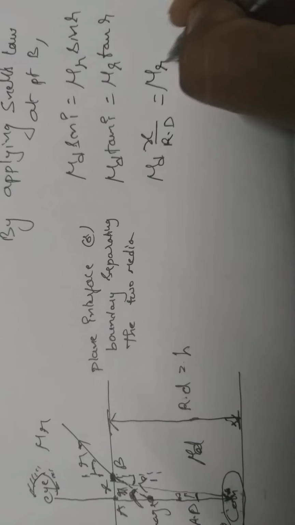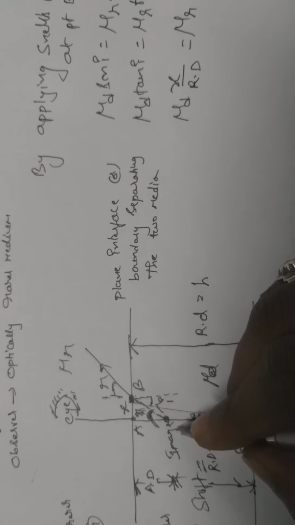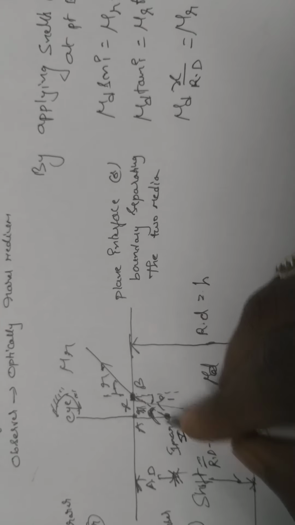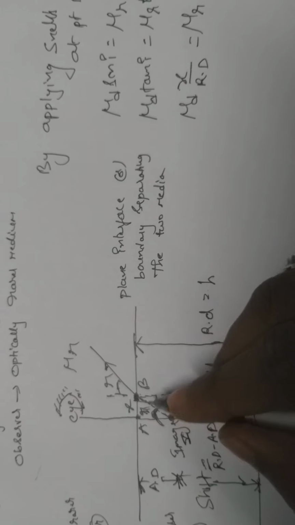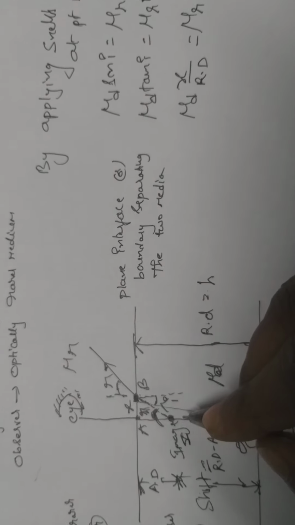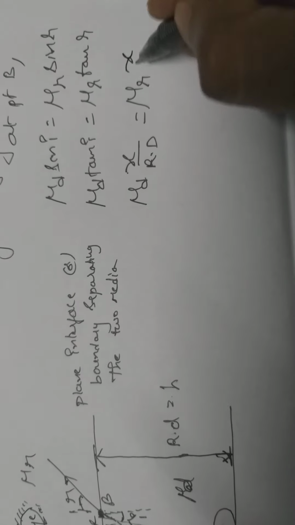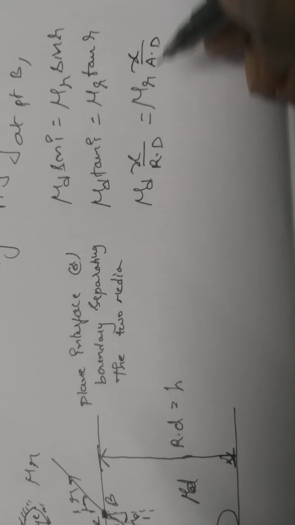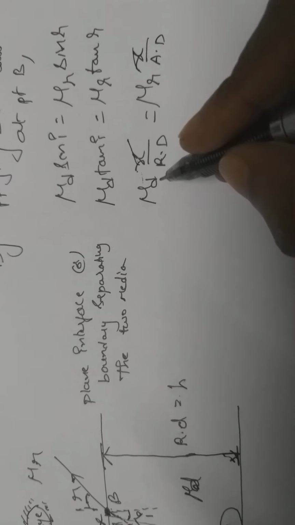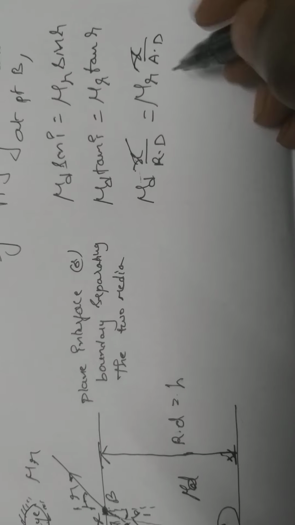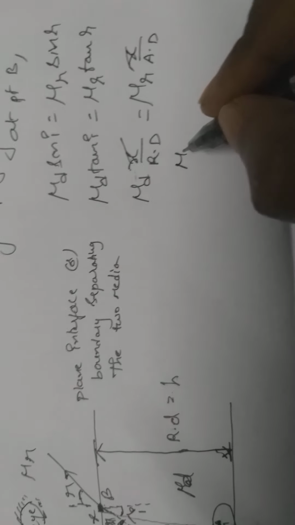Similarly, mu r into tan r. So tan r we can find, suppose this image point is I. From triangle AIB, tan r is equal to opposite side x by adjacent side AI, that is apparent depth. So tan r is x by apparent depth. Now see, x gets cancelled here. So finally mu d by real depth is equal to mu r by apparent depth.